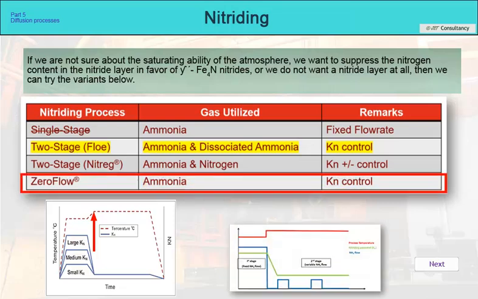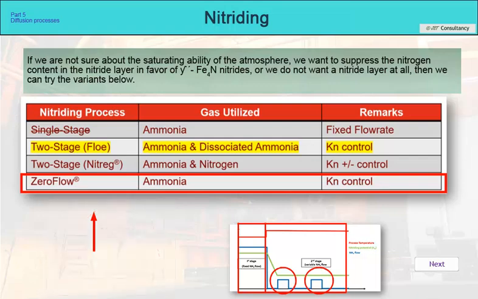The last option is the zero-flow process from Secco-Warwick, which works by filling the chamber with ammonia and allowing it to consume free atomic nitrogen without the introduction of new gas. Only when Kn in the chamber drops below the set value is ammonia replenished.